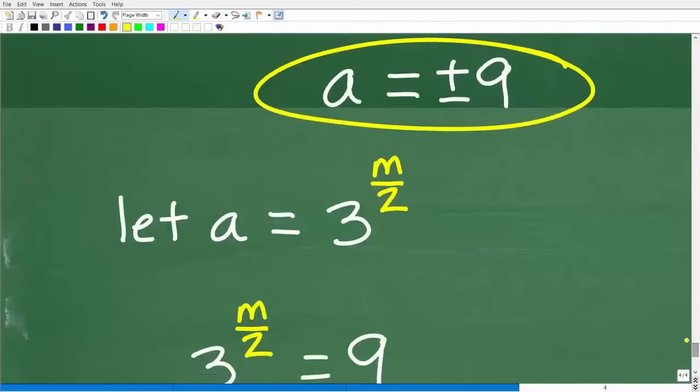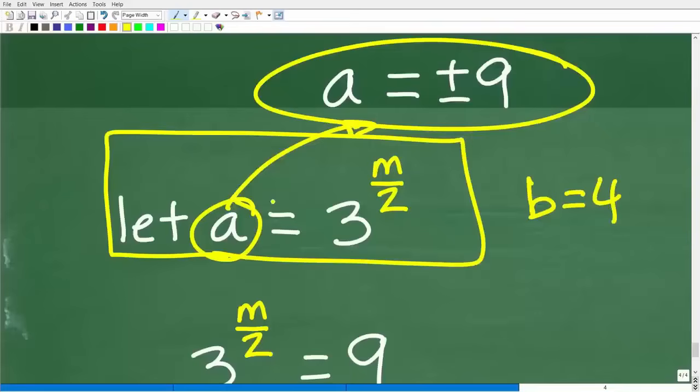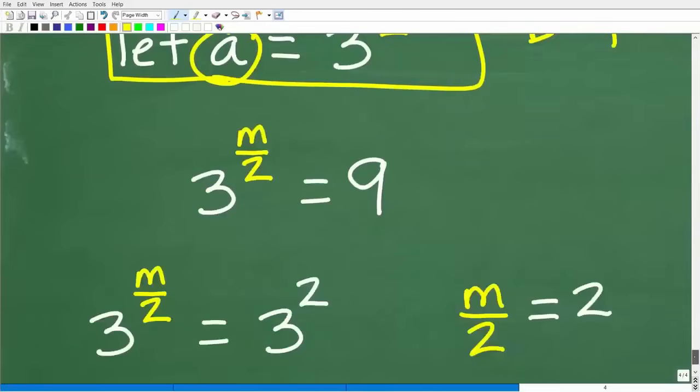All right, so we have two solutions, a positive and negative, but let's think about the positive root here. So let's remember, we let a equal 3 to the m over 2. And we just solved for a when b was equal to 4, all right? So a is positive or negative 9. So let's go ahead and solve now for m when a is 9, because we now know that a is positive or negative 9. So here's what we end up with. We have 3 to the m over 2 is equal to 9.